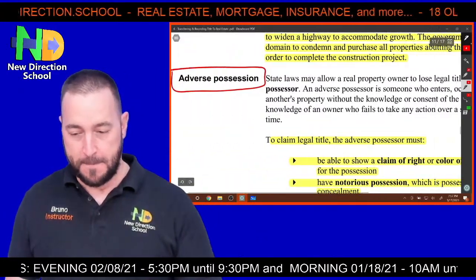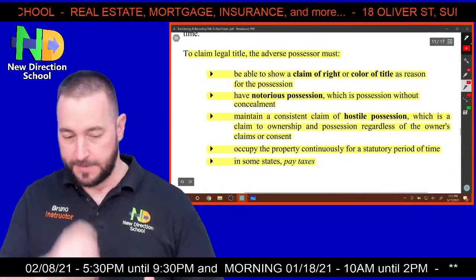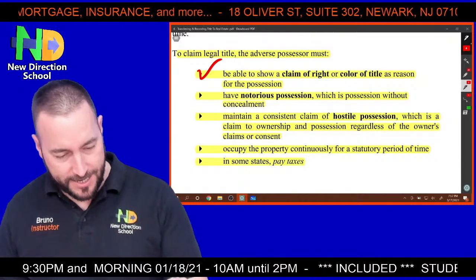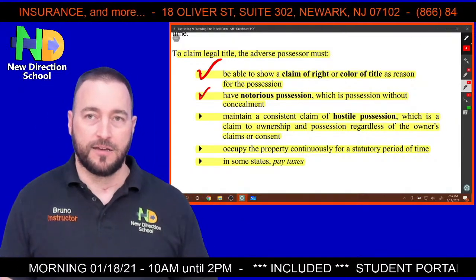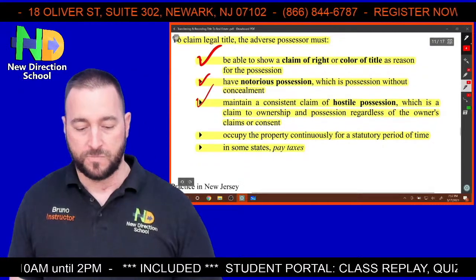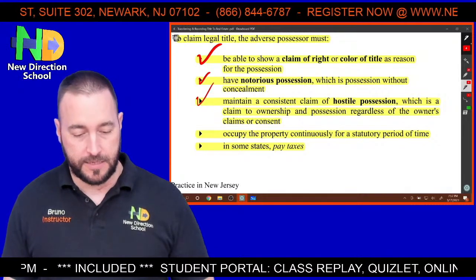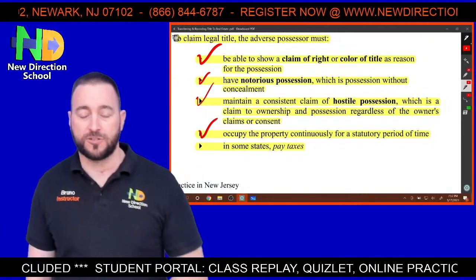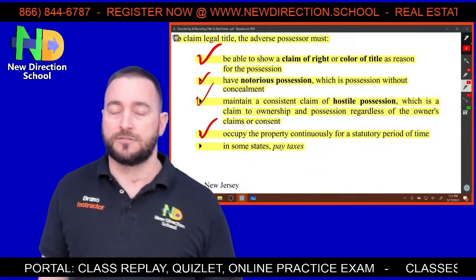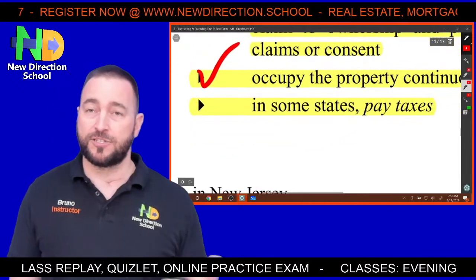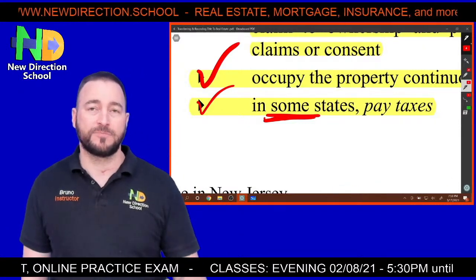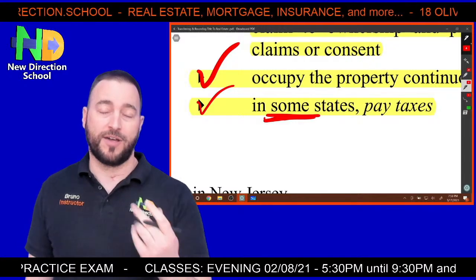the next one we have is adverse possession. Now, to be more clear about adverse possession, I did explain: you have to be able to show a claim of right or color of title as a reason for adverse possession. You have to have notorious possession. That means people have to see it. You cannot be hidden in the basement. I mentioned this yesterday. And you have to maintain a constant or consistent use of the property, regardless of the owner's claims or consent, and occupy the property continuously for a statutory period of time. So if your statutory period is 6 years, you have to be there continuously for 6 years, you or somebody else, because we can transfer that right to somebody else. And then this is the key that I mentioned yesterday: in some states, you have to pay taxes. Not all. Some states and some countries really don't care if you pay taxes or not. If you're using the property, you have the right to the property, and then we'll figure everything else out later.